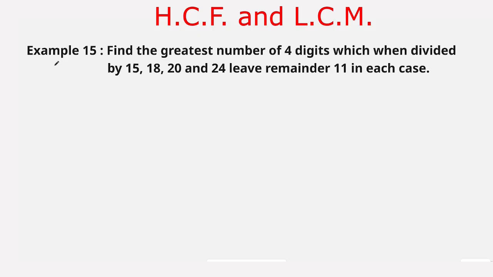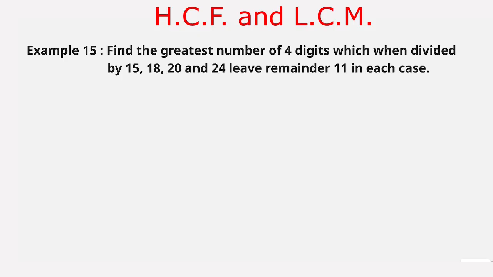The example given to us is example 15. Find the greatest number of 4 digits which when divided by 15, 18, 20 and 24 leave remainder 11 in each case. What is asked in the question is, you have to find a greatest 4-digit number which when divided by 15, 18, 20 and 24 leaves remainder 11 in each case. Now here the value of k is 11. So we go as explained in the point step by step.